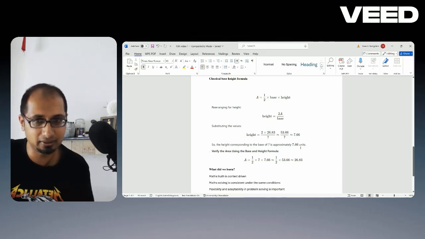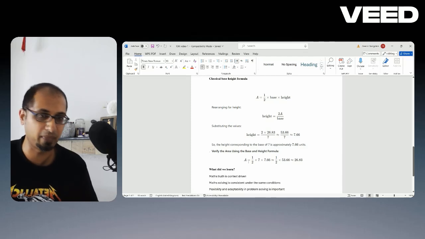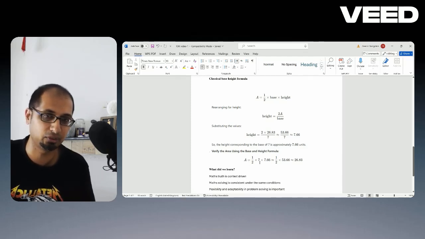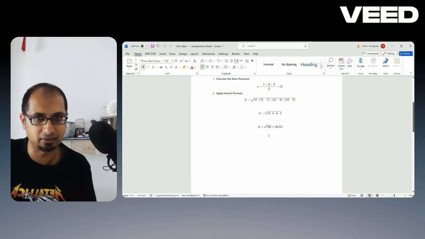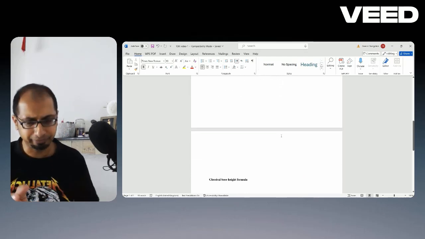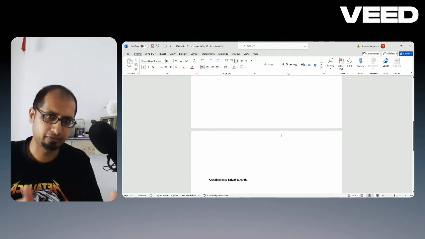So that's the height. And then if you use the formula, A is half times base times height, so half times 7, which we took as base, and height 7.66, we end up getting 26.83, which is the same answer. Okay, so we had two different formulas giving us the same answer.